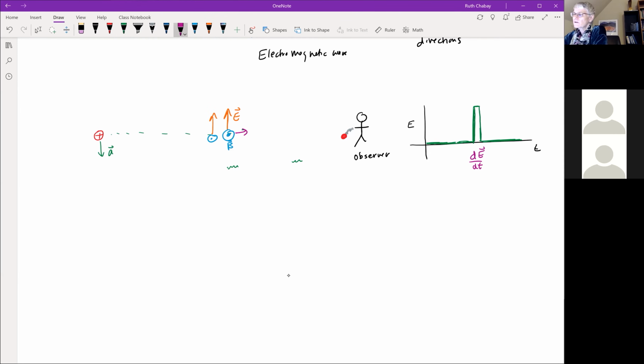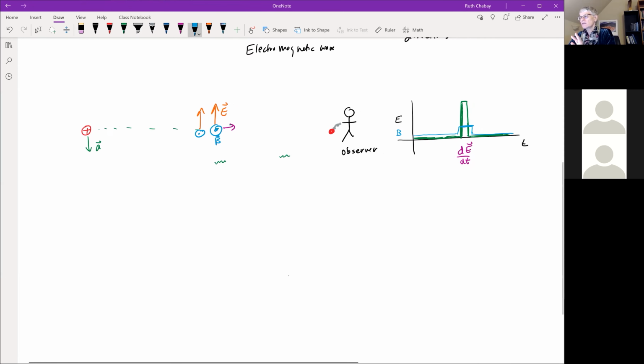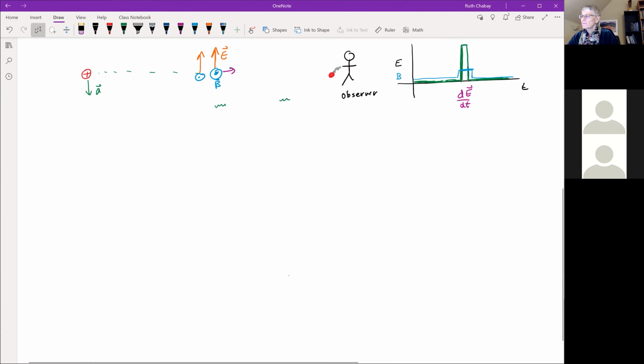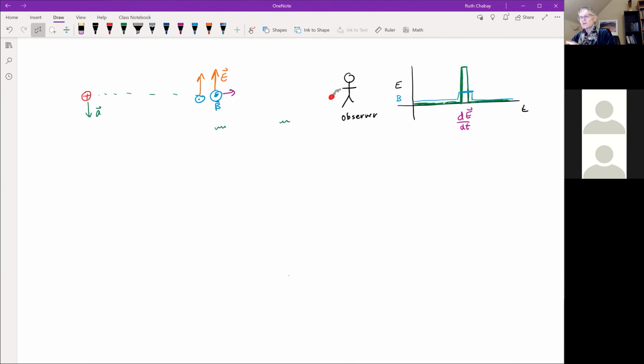And likewise, the magnetic field is changing with time, because if our observer tries to detect the magnetic field here, they'll get the same pattern. We'll get nothing until the pulse gets here, and then we'll get a magnetic field for a short time, and then nothing. So what this observer sees is indeed a time-varying electric field. So at any location in space, this is happening. And we'll talk about some things that aren't just a single pulse in a minute.